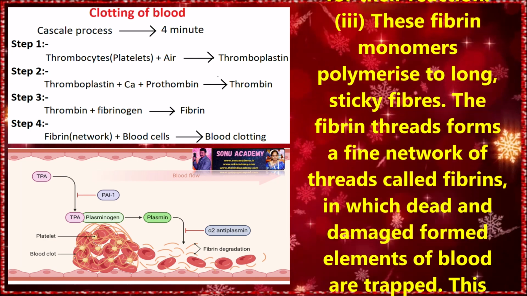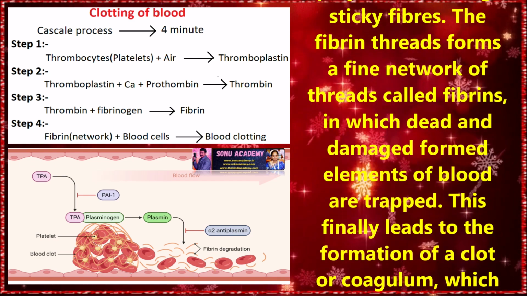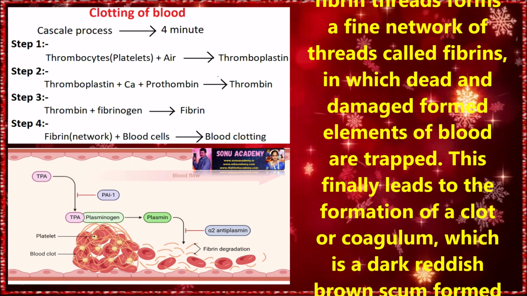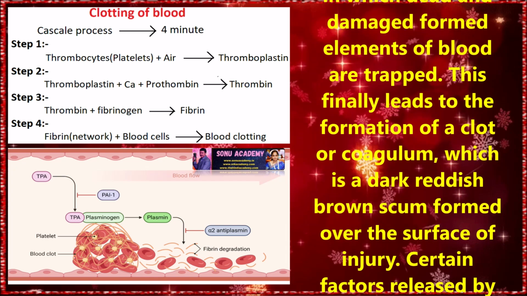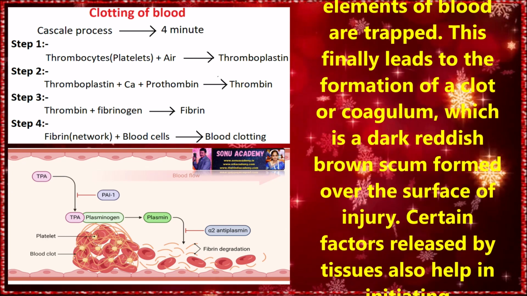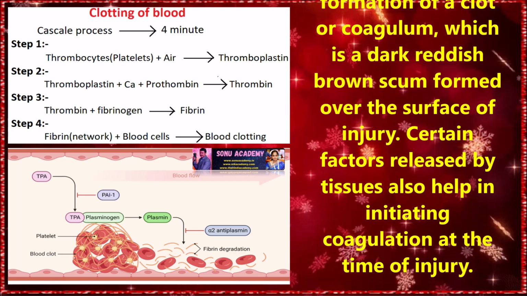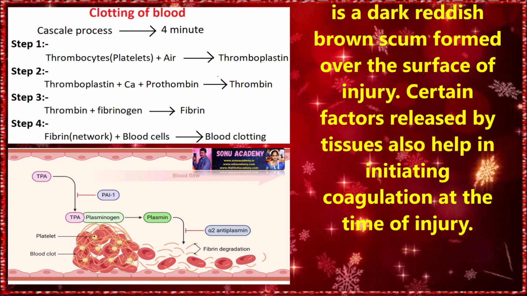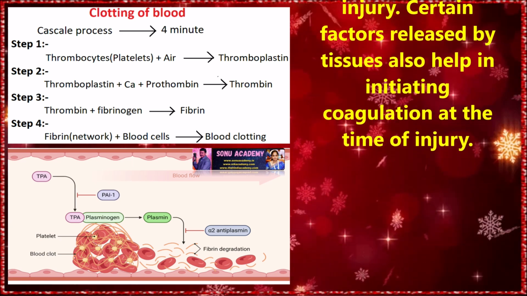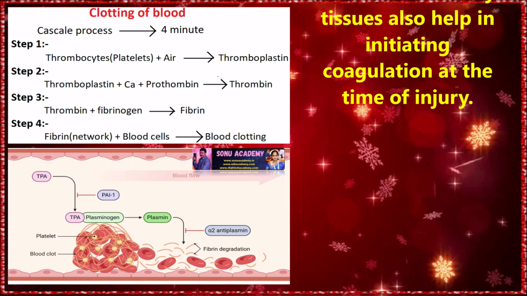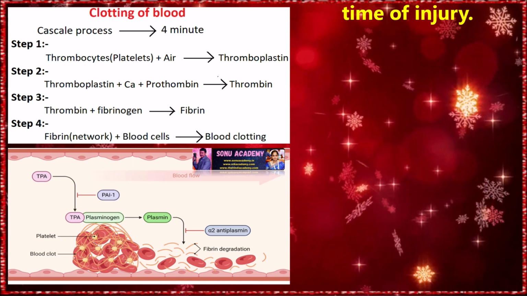This fibrin monomer polymerizes into long sticky fibers. The fibrin threads form a fine network called fibrin, in which dead and damaged formed elements of blood are trapped. This finally leads to the formation of a clot or coagulum, which is a dark reddish brown scum formed over the surface of the injury. Certain factors released by tissue also help in initiating coagulation at the time of injury.